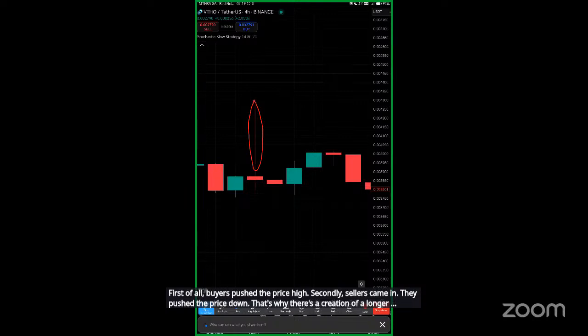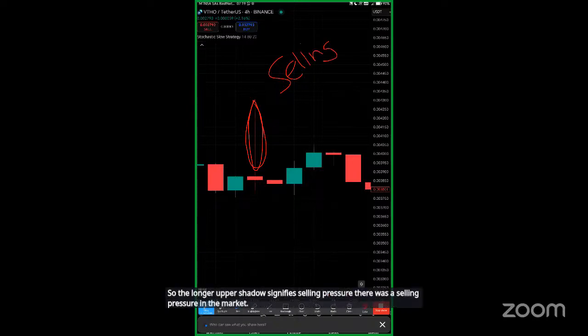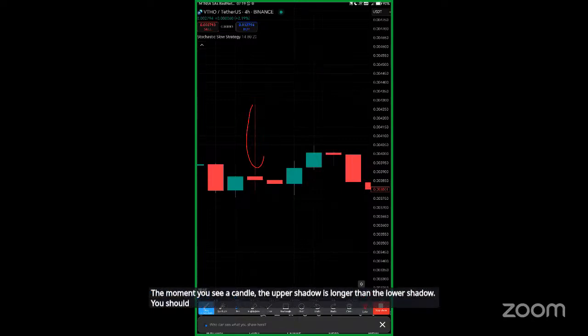So the longer upper shadow signifies selling pressure. There was selling pressure in the market. The moment you see a candle where the upper shadow is longer than the lower shadow, you should know that in that candle, there was a lot of selling compared to buying.